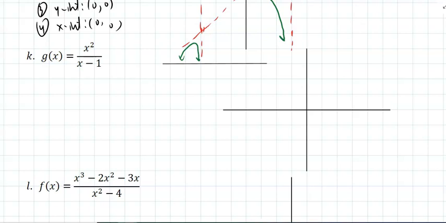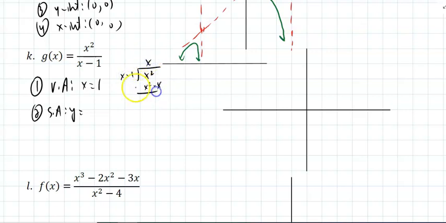Okay, continuing on, I look at the next problem. Well, here we are. 1. Vertical asymptote will be x equal 1. 2. Slant asymptote or oblique asymptote y equal, since the top is greater than the bottom, that's an x squared minus x, subtract, and x divided by x is a plus 1. I'm done. So y equal x plus 1 is the slant or oblique asymptote.